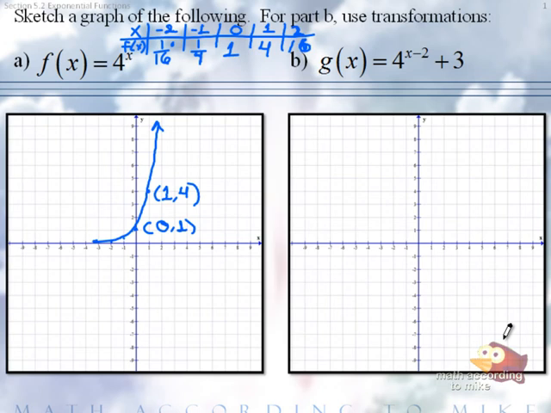Well, if this were on a test, I'd probably say, please label the transform points, namely these guys. So if you moved 0, 1, right 2, and up 3, where would you be? 2, 4. So if you moved right 2, you would add 2 to the x. If you moved up 3, you would add 3 to the y. So that'd be at 2, 4.